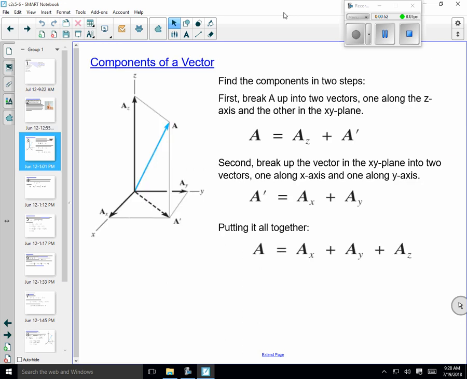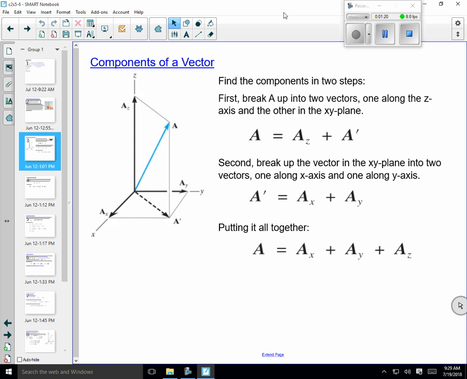So the first thing we have to do if we're talking about a vector in a coordinate system is we have to be able to resolve the vector into its components. In this case, there'll be 3 components, x, y, and z. So here in this figure, we've got a vector A, the blue arrow, and it's easy to find the component in the z direction. It's how high up this thing is.